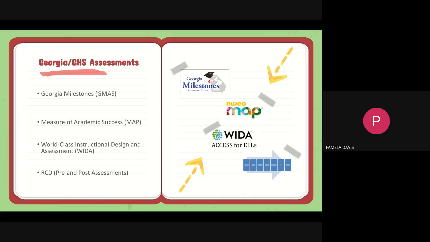Also, our RCD, those are pre and post assessments. RCD stands for rigorous curriculum design. What that simply means is for all the content that is taught at the high school level, we have pre and post assessments, meaning for each unit, the students are given a pre-assessment. It lets the teacher know what standards they understand and what standards they may have struggles in. So it helps the teacher create the lesson plans from that.